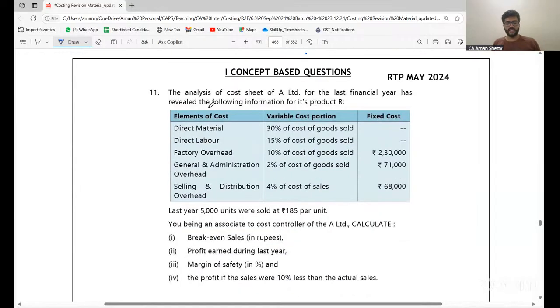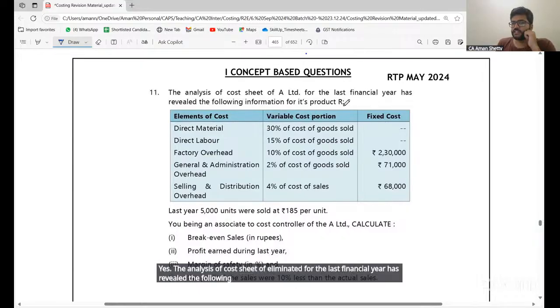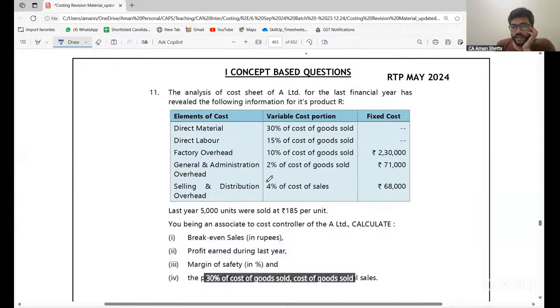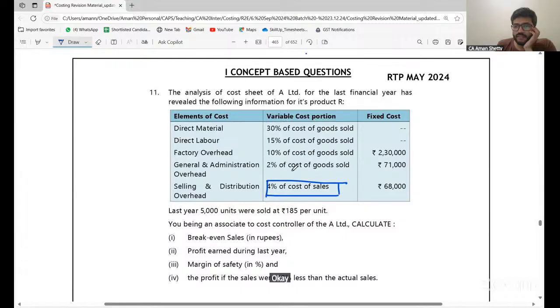The analysis of cost sheet of A Limited for the last financial year has revealed the following information for its product: 30% of cost of goods sold. So what is important here, all of you concentrate now. This is given as a percentage of cost of goods sold, not as a percentage of cost of sales. I hope you know the difference.